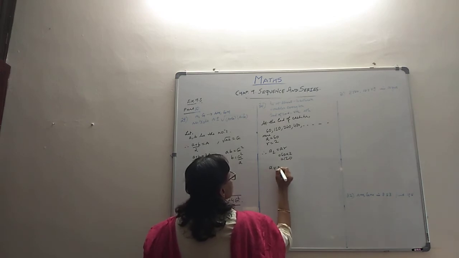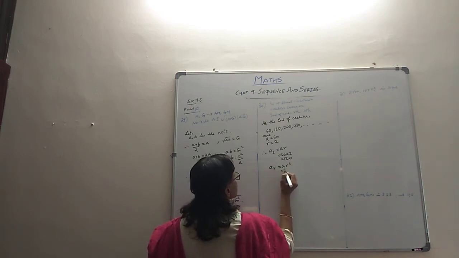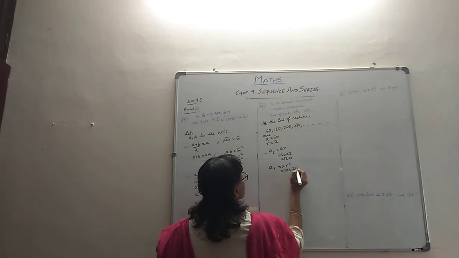And then they ask us A4, same way, AR cube. So A for us is 60, and R cube means it is 2 cube. So 8, so that is 480.